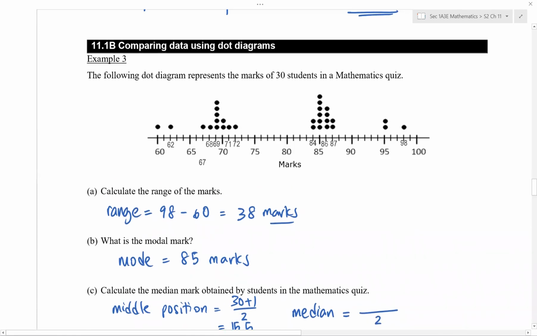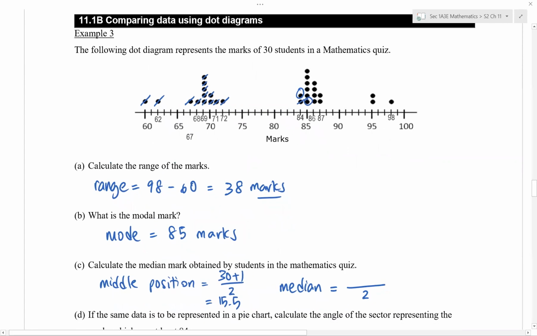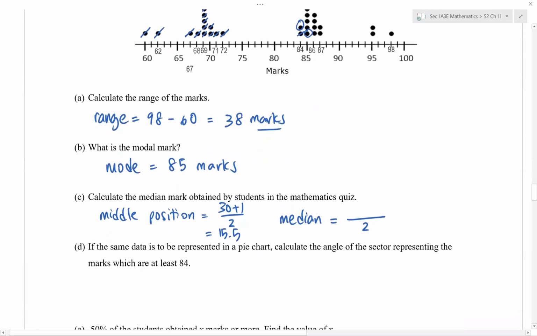Now, position number 15, we can start counting 1, 2, 3, 4. You can choose to count from top or bottom, doesn't matter. 5, 6, 7, 8, 9, 10, 11, 12, 13, 14. This is number 15. So I've circled number 15. Next, we have number 16. So we will be taking the average, or rather the mean of 84 and 85 to give us 84.5 marks.